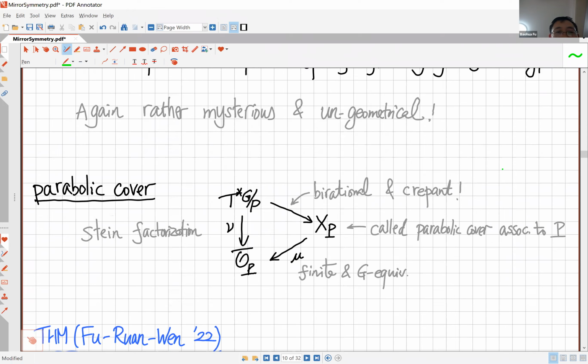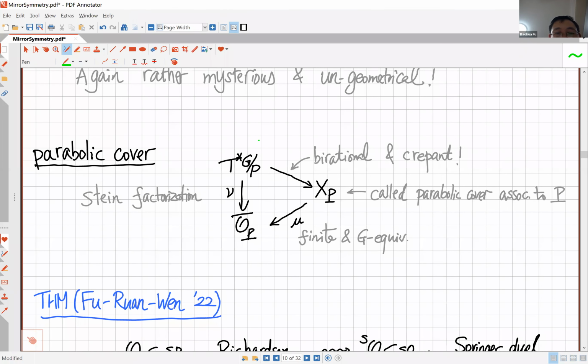So what is the parabolic cover? For the parabolic cover, you have this Springer map, and this is generically finite.